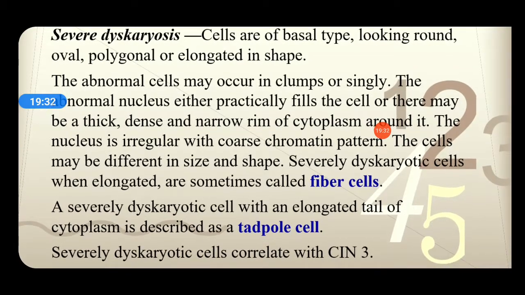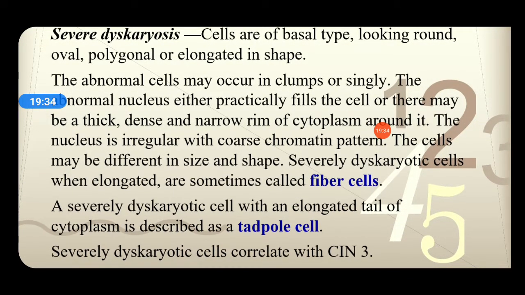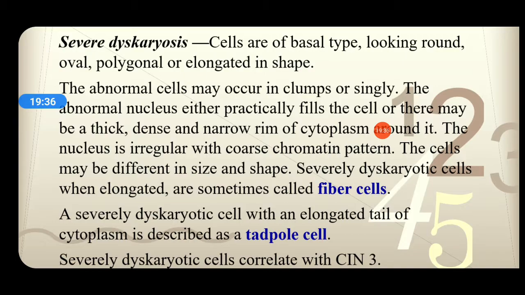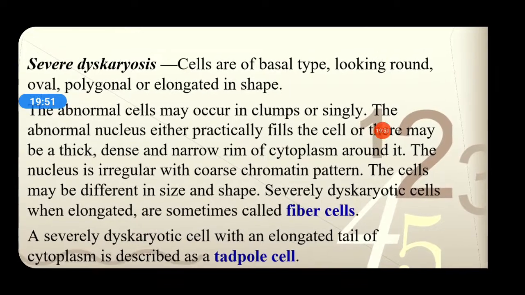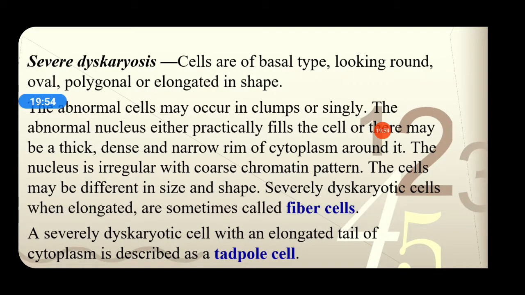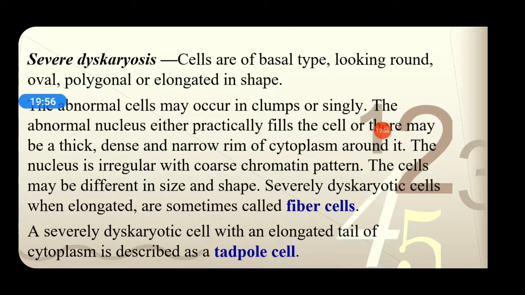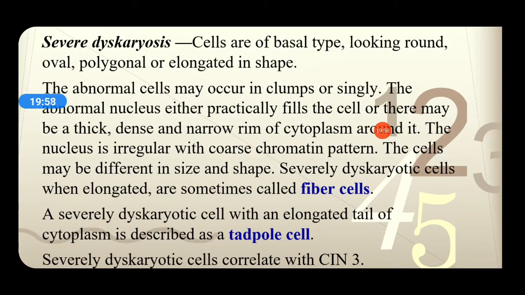The abnormal nucleus either practically fills the cell, or there may be a thick, dense, narrow rim of cytoplasm around it. So you can see an abnormal nucleus which completely fills, meaning you can see a larger nucleus which is almost equal to the size of a cell, or you can only find a thin rim of narrow cytoplasm around it. The nucleus is irregular with a coarse chromatin pattern. The cells may be different in size and shape.